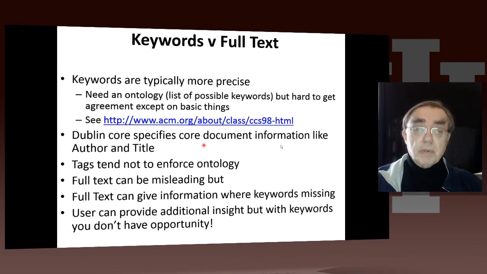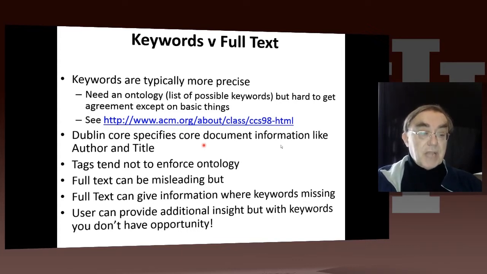However, keywords are always valuable because they form so-called ontologies, which an ontology is a list of the allowed keywords, and they allow you to give rather precise classifications, which is sometimes very important. There are various important keywords, like the Dublin core has core document information like author and title.